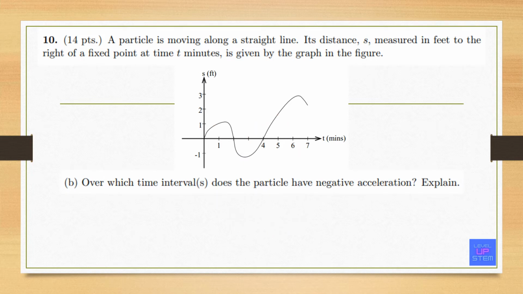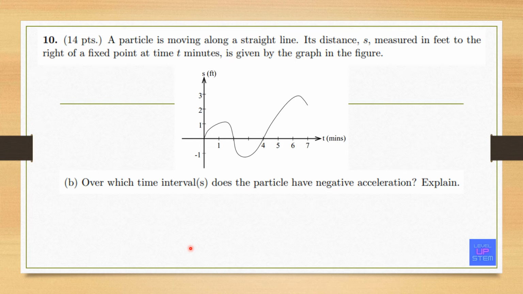So over for question B, we have over which time interval does the particle have negative acceleration? So one way to go about this would be to, again, draw another derivative graph based off the velocity one I drew in the last part.